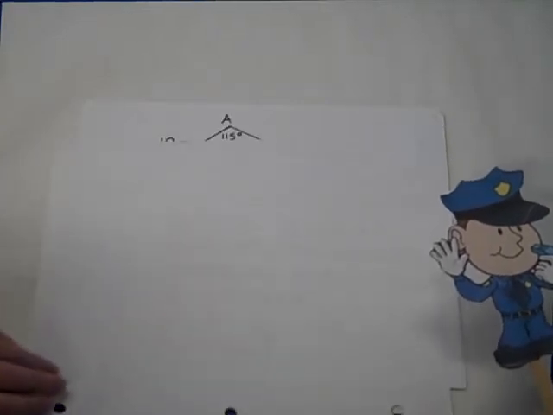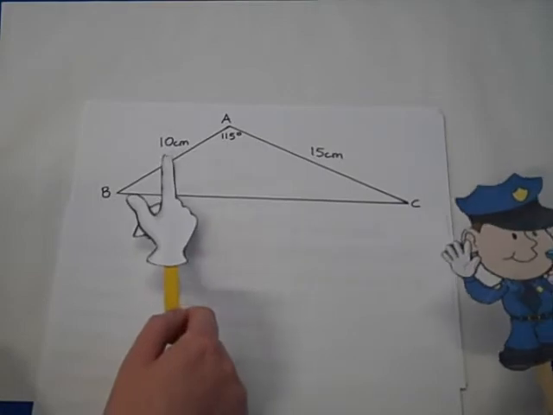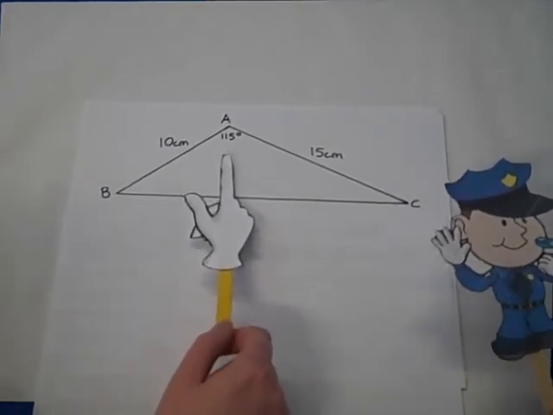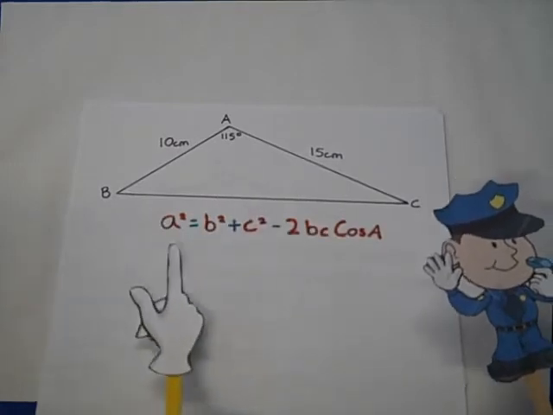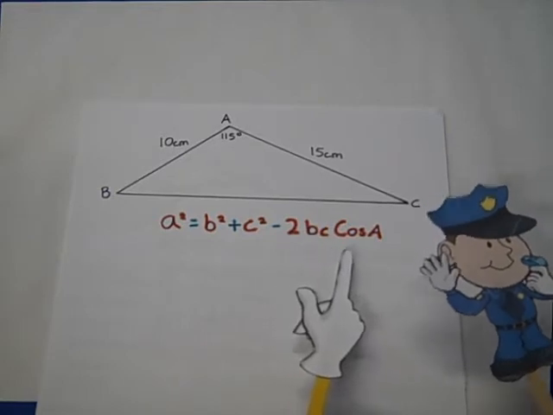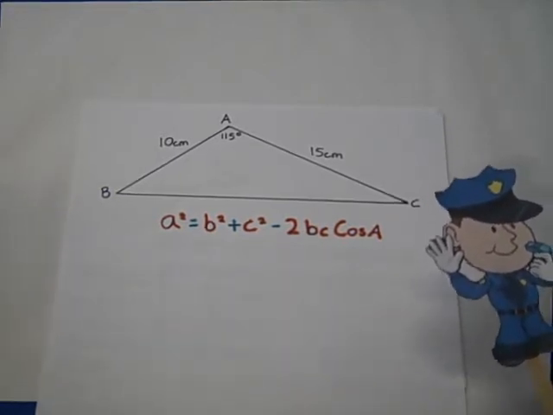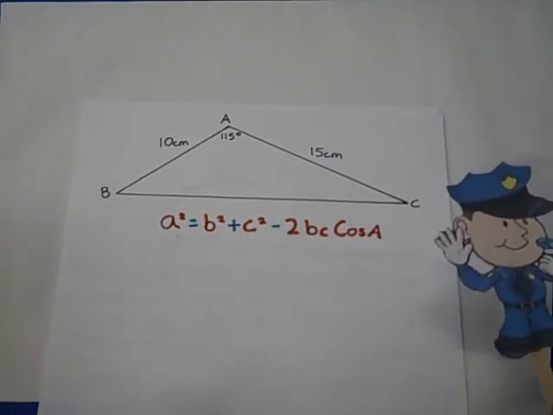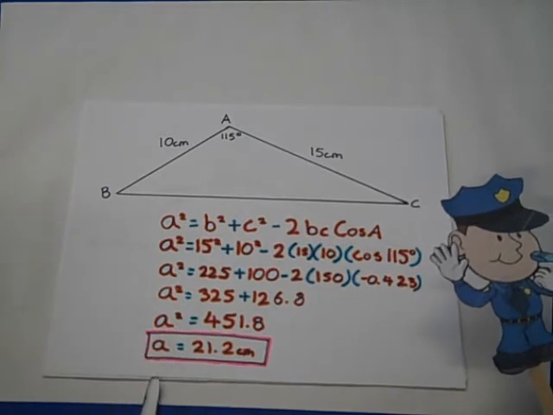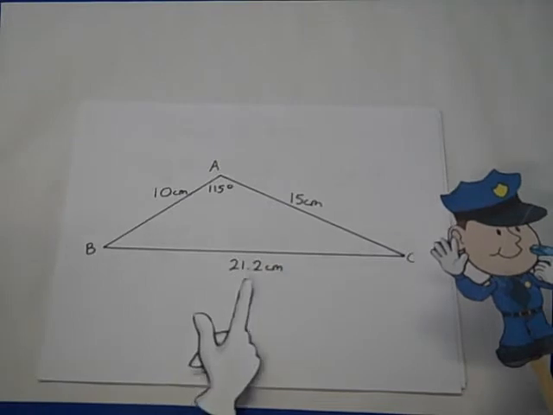If we are given that side B equals 15 centimeters, side C equals 10 centimeters, and angle A equals 115 degrees, we can use the equation A squared equals B squared plus C squared minus 2BC cosine A, since we are given sides B and C and angle A. We then plug in the values and solve to get A equals 21.2 centimeters. Then we plug 21.2 in for A in the diagram.